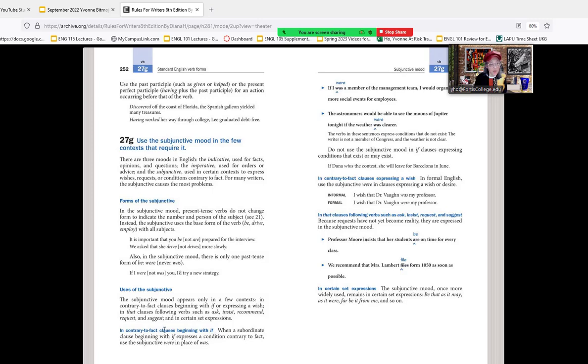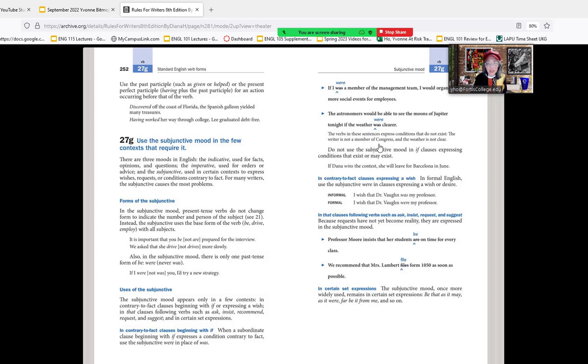In contrary-to-fact clauses beginning with if, when a subordinate clause beginning with if expresses a condition that's contrary to fact, use the subjunctive were in place of was. If I were a member of the management team, I would organize more social events for employees. The astronomers would be able to see the moons of Jupiter tonight if the weather were clearer.